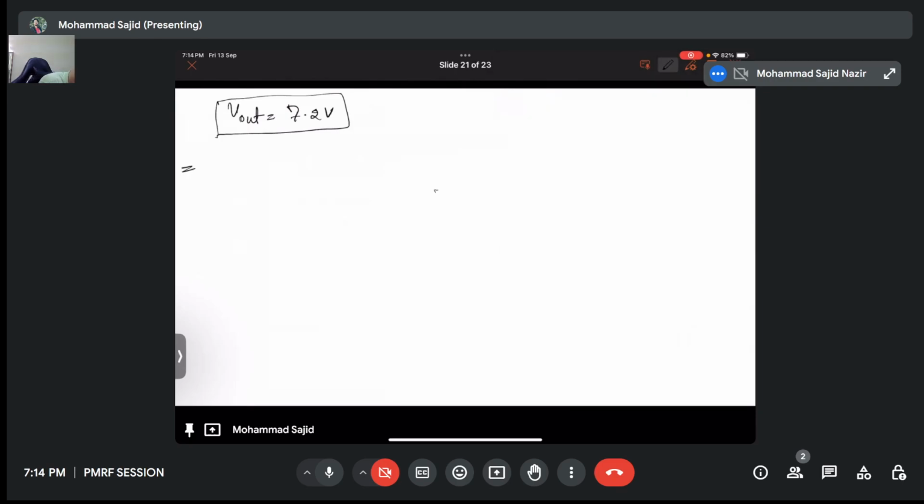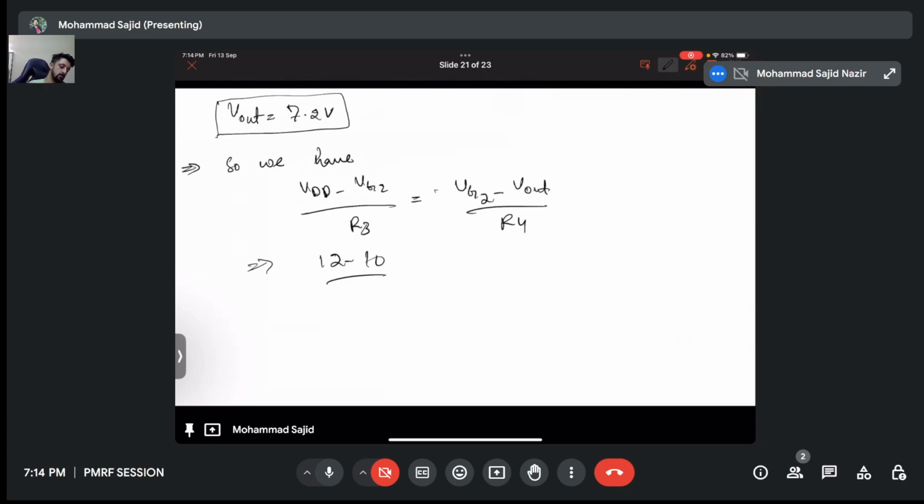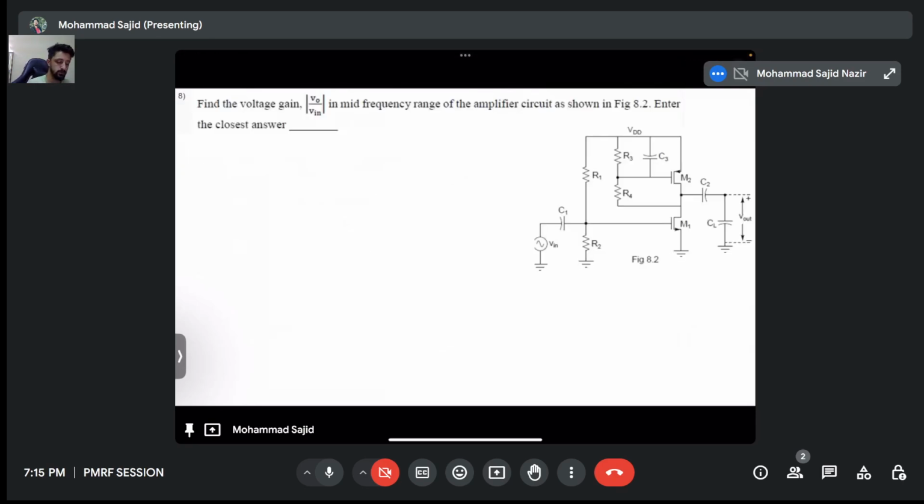Let me just rewrite it quickly. So we have VDD minus VG2 divided by R3 is equal to VG2 minus VOUT divided by R4. This is 12 minus 10 by 60K is equal to 10 minus 7.2 by R4. So R4 comes out to be 84. This is how you can solve it.